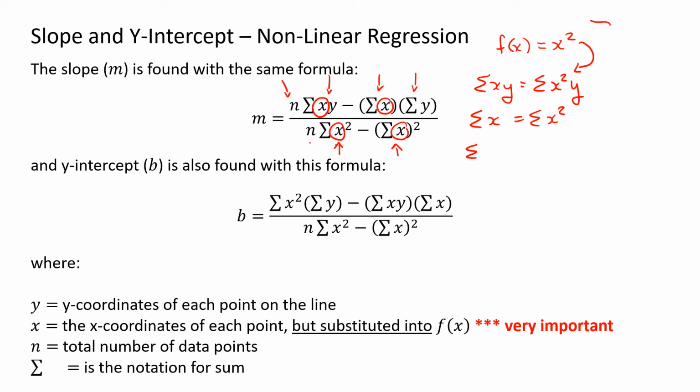For our sum of x squared, we have to substitute in x squared and then square that. Remember our rules of exponents. So that becomes, you can either write it as the sum of x to the fourth, or you could take each term and square it. Remember we have a table. So the same thing happens for our b, our y-intercept. It does not change, just that you have to substitute in whatever f of x is. Okay, so I've noted this here, and it's very important that you take that into consideration.